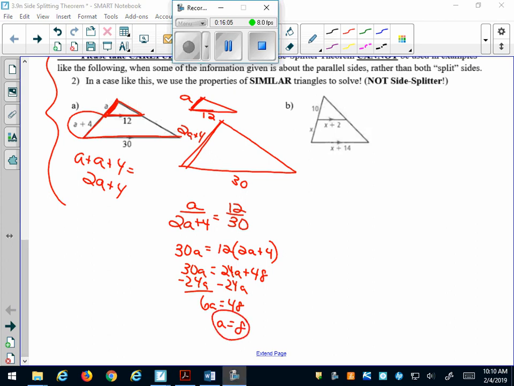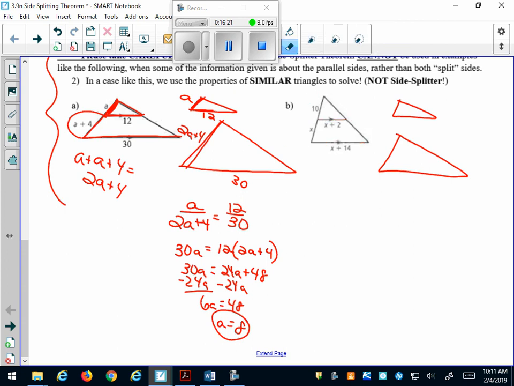Try part B on your own. Remember to draw them separately because these two are not talking about the two split sides. You're talking about one of the split sides and then the whole parallel side. So we have to do this as similar triangles, not as side splitter.